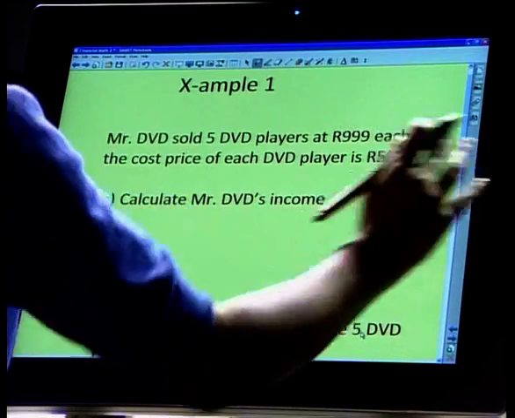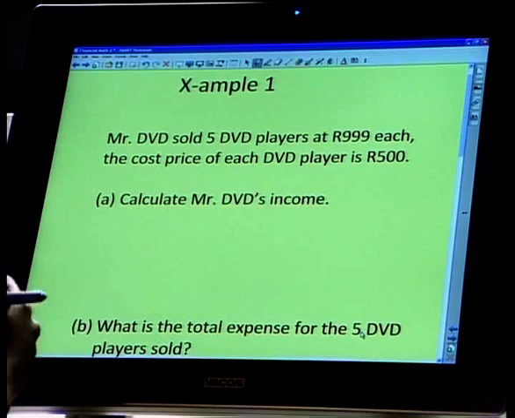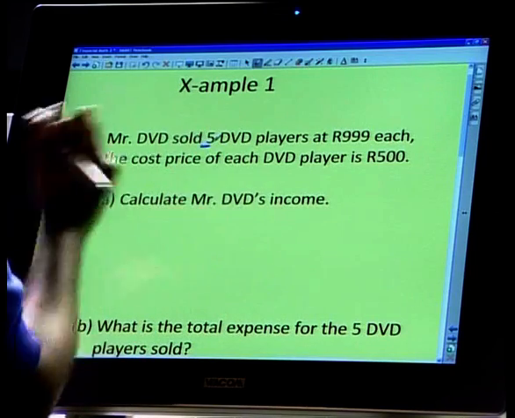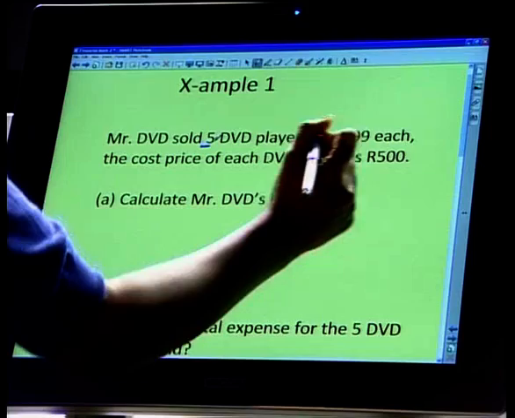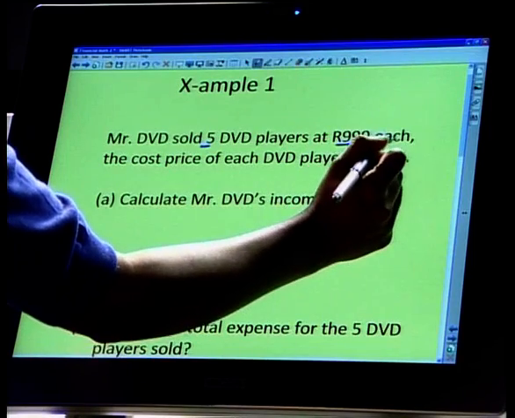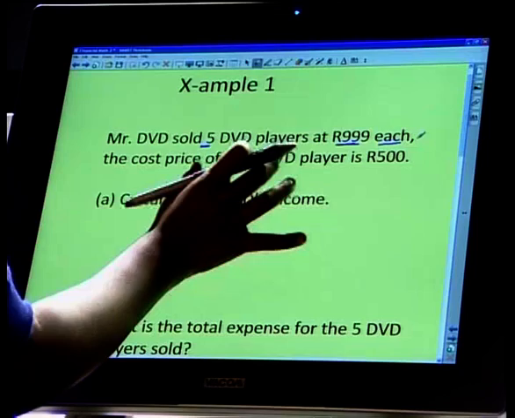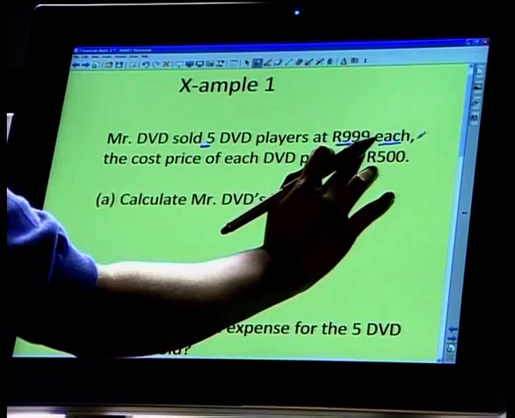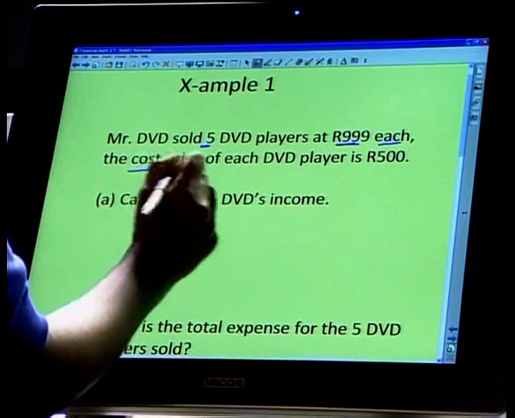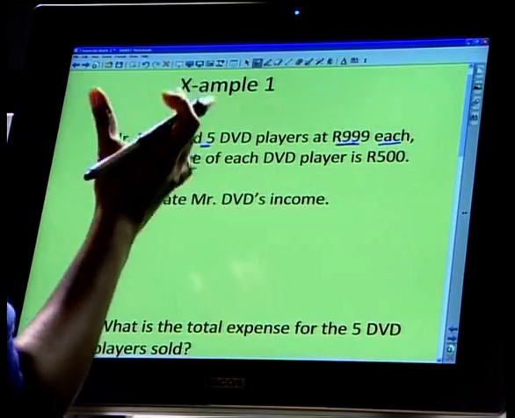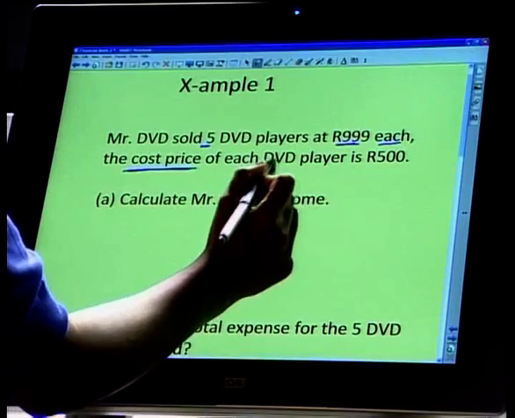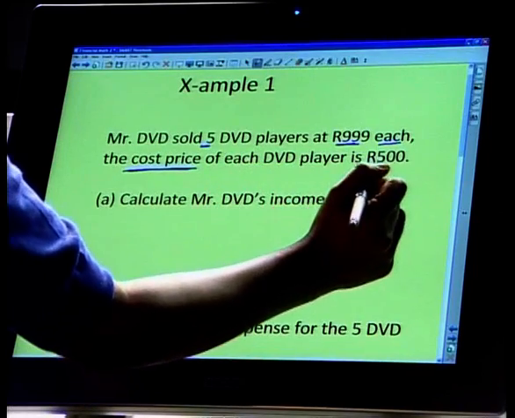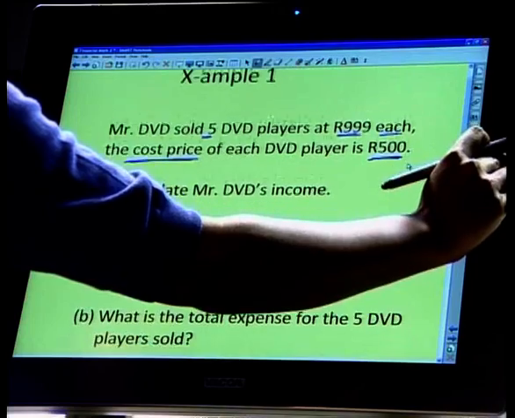Example 1. Mr. DVD sold 5 DVD players at 999 Rand each. So he's selling each of these DVD players at 999 Rand. The cost price just means this is how much he had to go and pay to buy these DVDs. The cost price of each DVD player is 500 Rand.